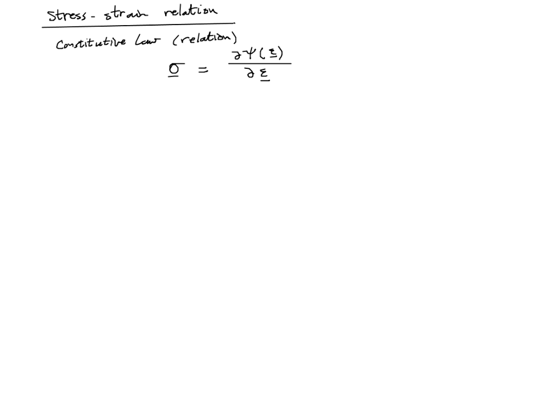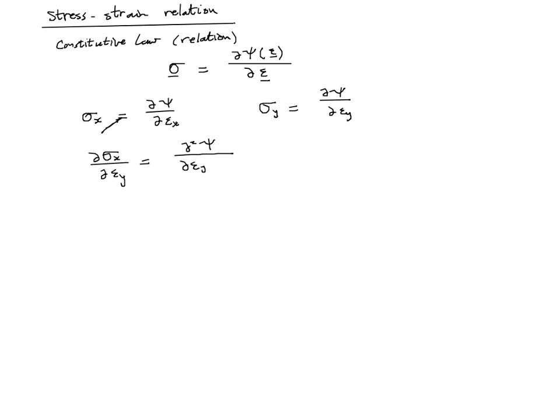So what can we deduce from this? The first thing to deduce goes as follows. Let's say that sigma x is the derivative of Hc with respect to epsilon x, and sigma y is the derivative of Hc with respect to epsilon y. If we derive the first relation with respect to epsilon y, we get partial sigma x partial epsilon y is the second derivative of Hc, one time with respect to epsilon x, followed by one time with respect to epsilon y.